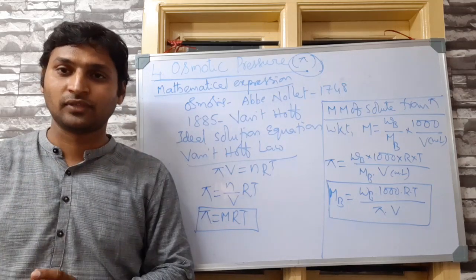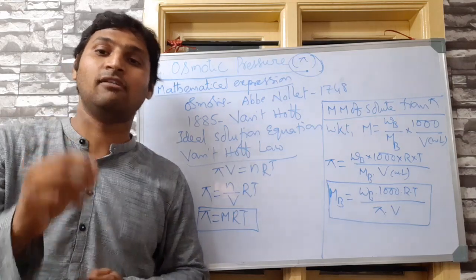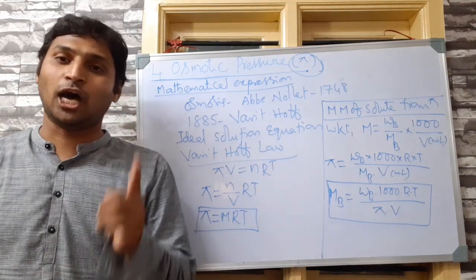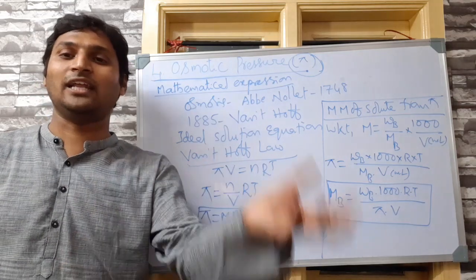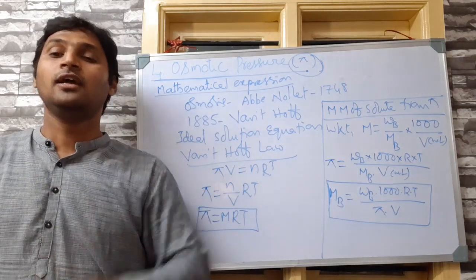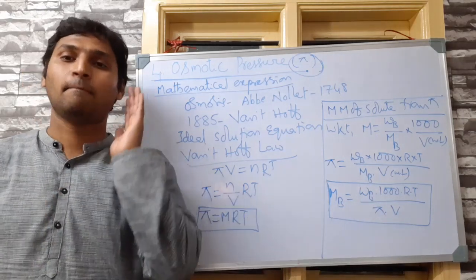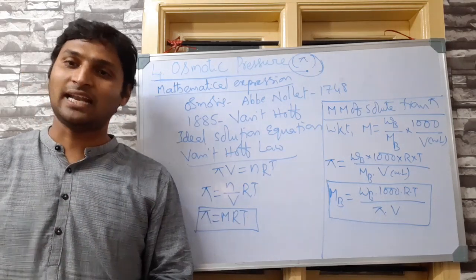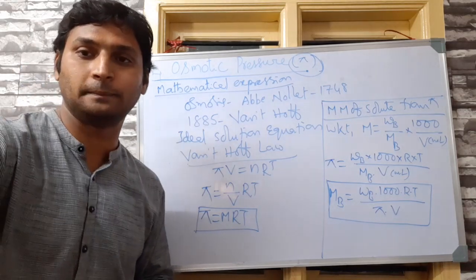So, conclusion: among the 4 properties you have for determining molar mass of a non-volatile solid solute by preparing a dilute solution in a solvent in which that is soluble, for macromolecules, for polymers, the osmotic pressure method is the best method. Clear? Now, there is one additional knowledge I need to provide you here.